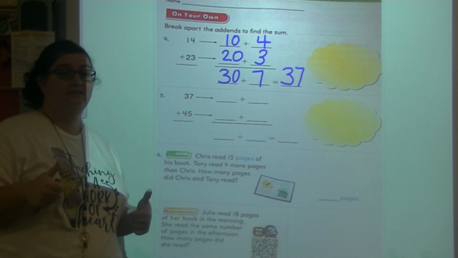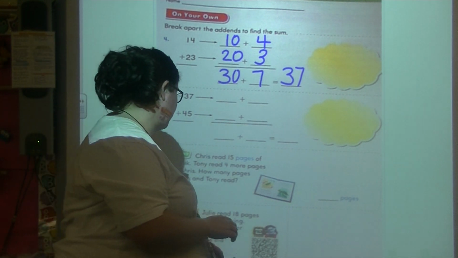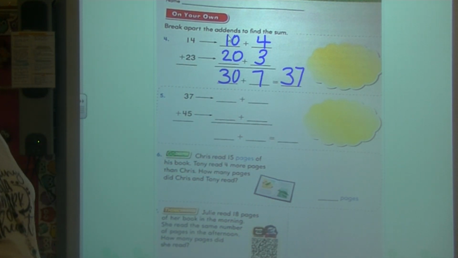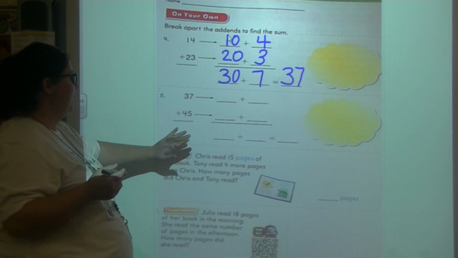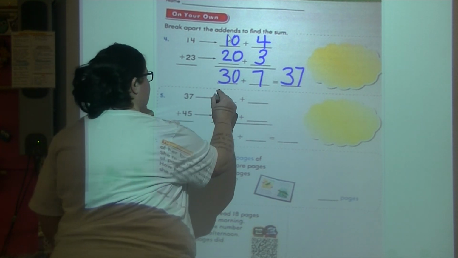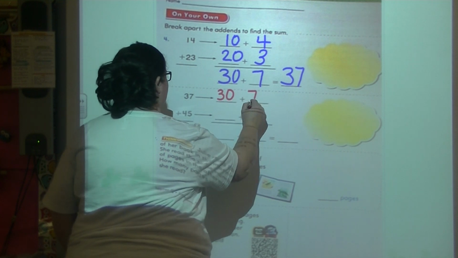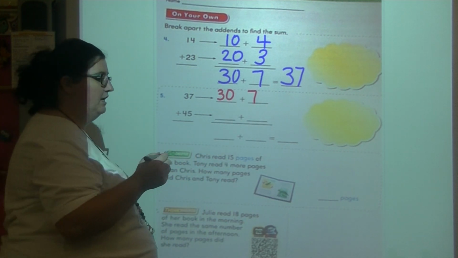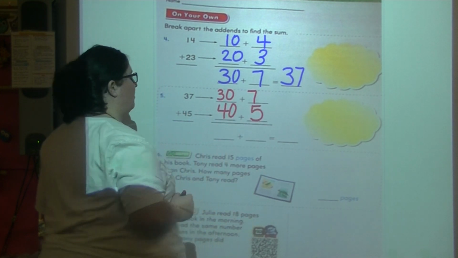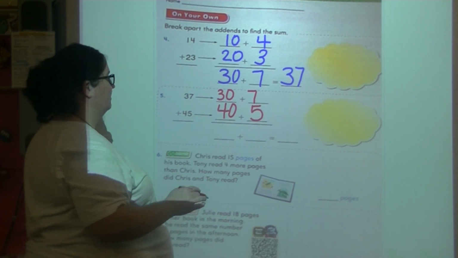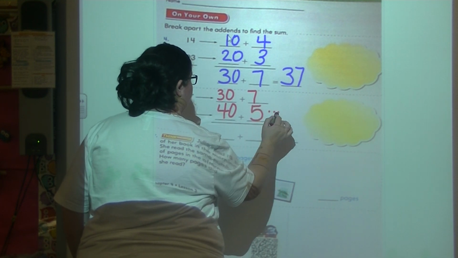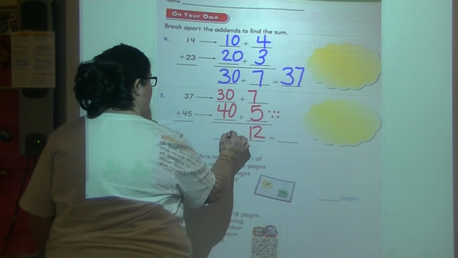Thumbs up if you got it. All right, that one was not that complicated. Now let's look at the next one. This next one is one of the trickier ones. 37 plus 45. 37 is 30 plus 7. 45 is 40 plus 5. We add 7 plus 5. 7, 8, 9, 10, 11, 12.